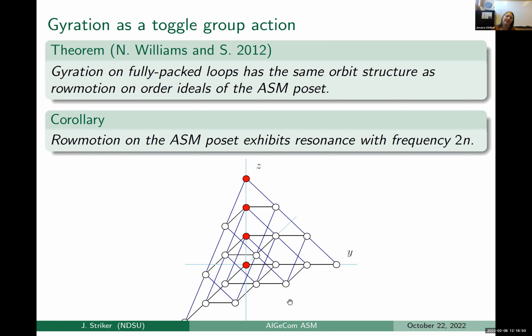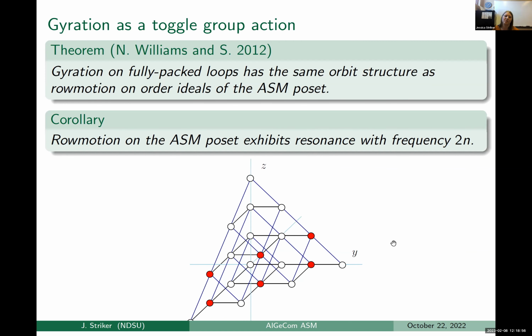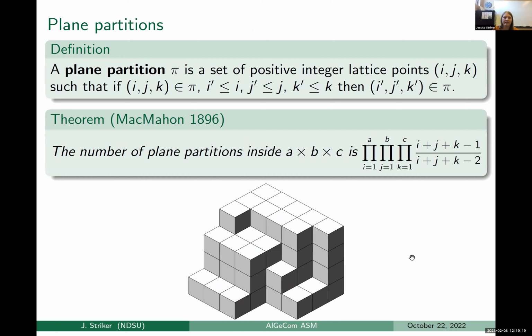There's also another action on any poset that you can look at by just toggling everything from top to bottom. On this poset, top to bottom looks like that. We call that row motion. But what we can get from relating it back to gyration is that row motion on the alternating sign matrix poset is going to have the same orbit structure as gyration. So it's going to, in fact, exhibit this resonance phenomenon with that underlying rotation. Anyway, that's kind of neat.